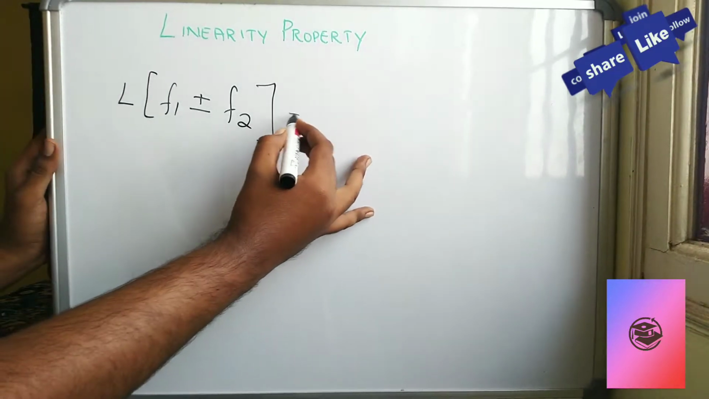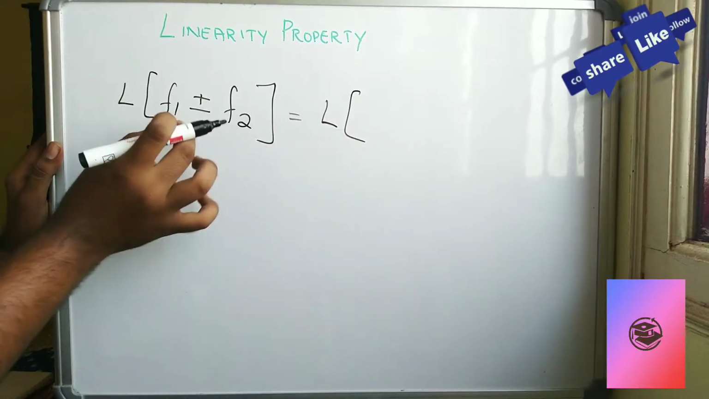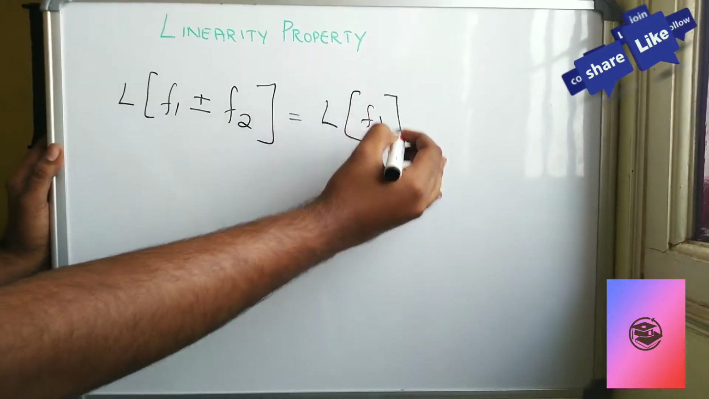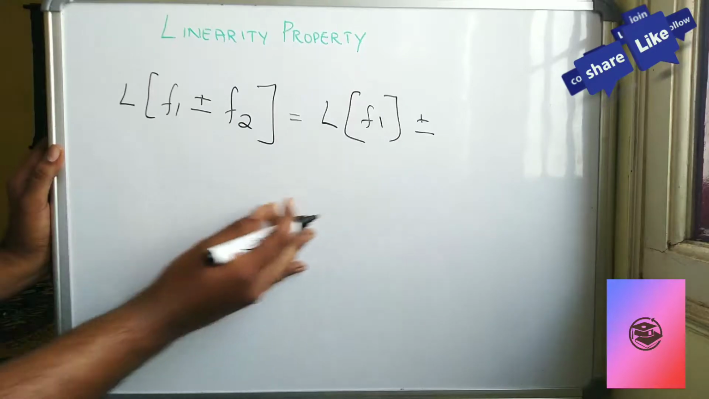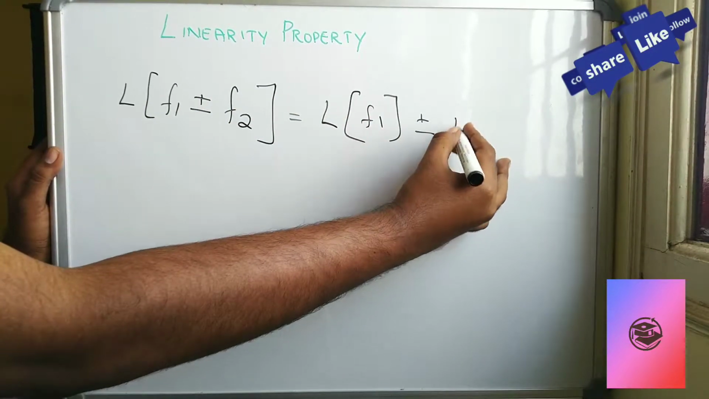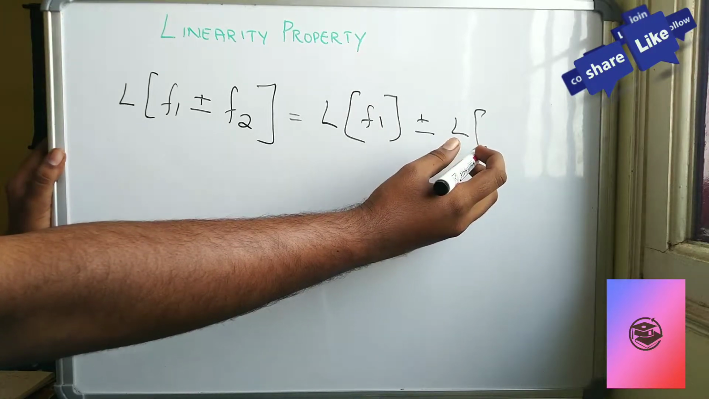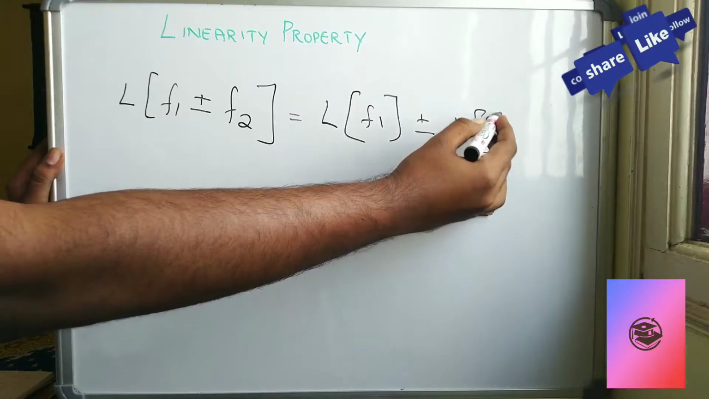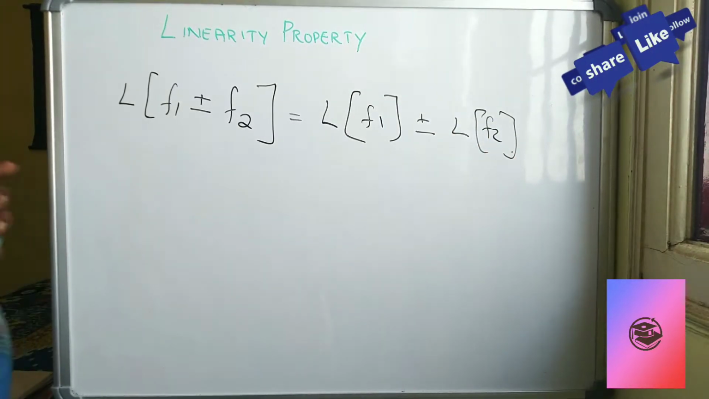It is given as the Laplace transform of one function plus or minus the Laplace transform of the second function. If it's plus, you have to write plus. If it is minus, you have to write minus. So this is nothing but the linearity property of the Laplace transform. We'll be doing some problems based on this so you can understand.